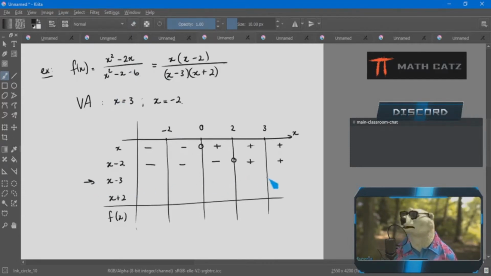X minus 3 is going to be 0 when x is 3. Anything less than 3 for x, if I subtract 3, it's going to be negative. Anything more than 3, which is only this right interval, I subtract 3, I still have a little left. Then the last one, and all of these are very similar. They're all linear factors. X plus 2 is 0 when x is -2. Anything less, it's going to be a negative. Anything more, it's going to be a positive.